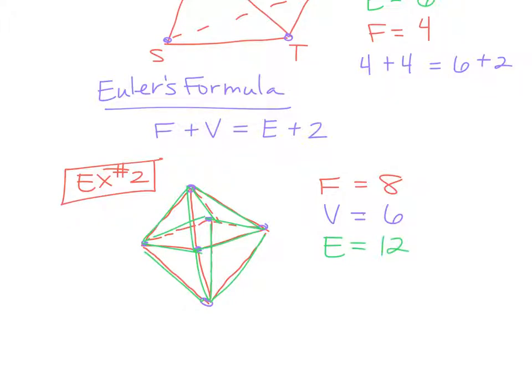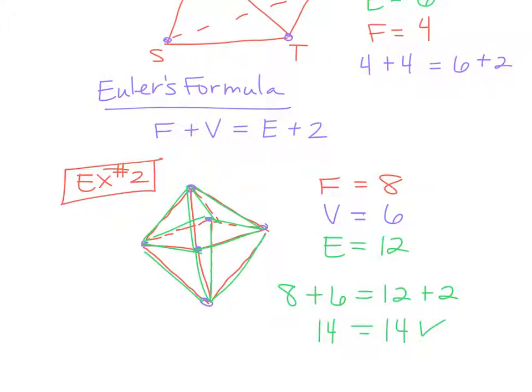So let's check it against Euler's formula. It should be faces plus vertices equals edges plus 2. Does that equal each other? 14, right? 14 equals 14. So it does check out with Euler's formula. Questions on that?